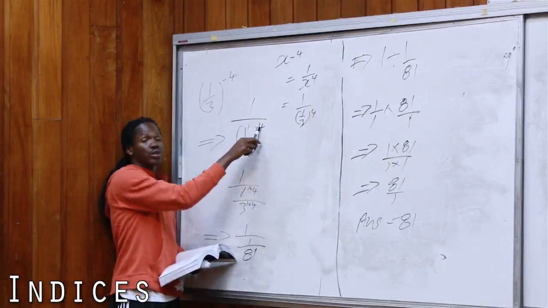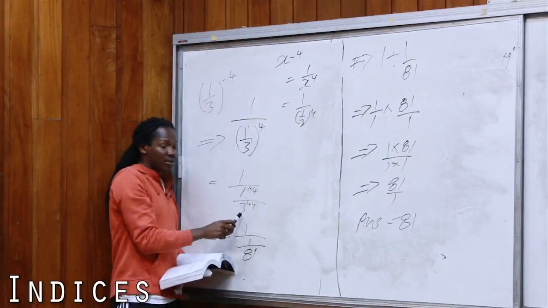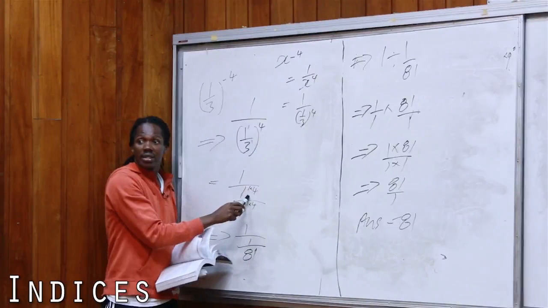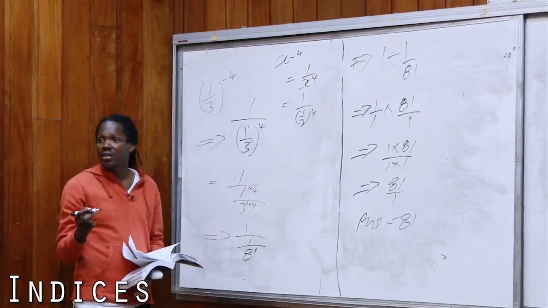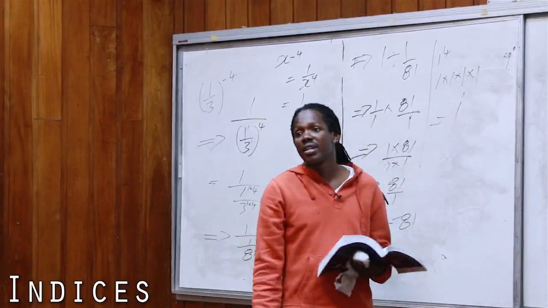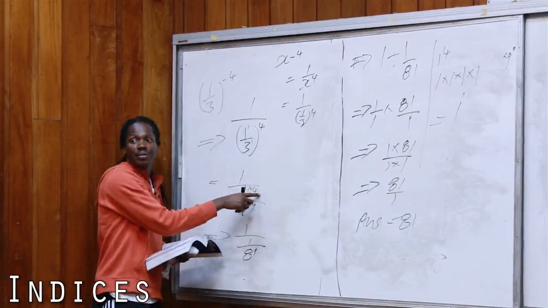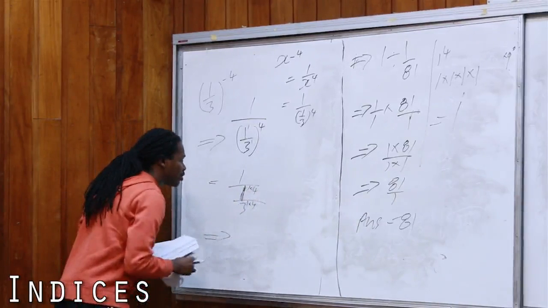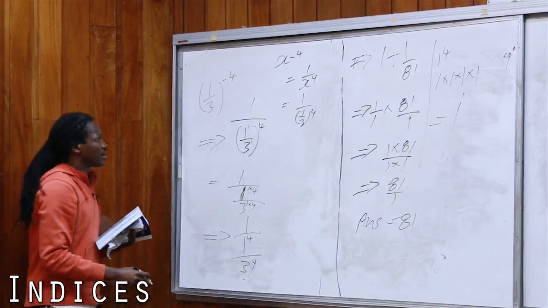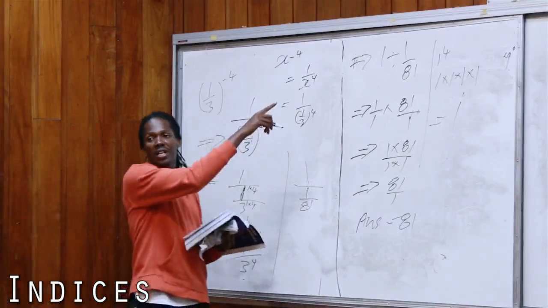Look, 1 third, all to the 4th power, which means I multiply everything in the bracket to the 4th power. So 1 to the 1 times 4, and 3 to the 1 times 4. That gives 3 to the 4th power. 3 to the 4th power is 81. And 1 to the 4th power is 1 times 1 times 1 times 1, which is 1. So it gives you 1 over 1 to the 4th power over 3 to the 4th power, which will give you 1 over 1 over 81, which implies 1 divided by 1 over 81.